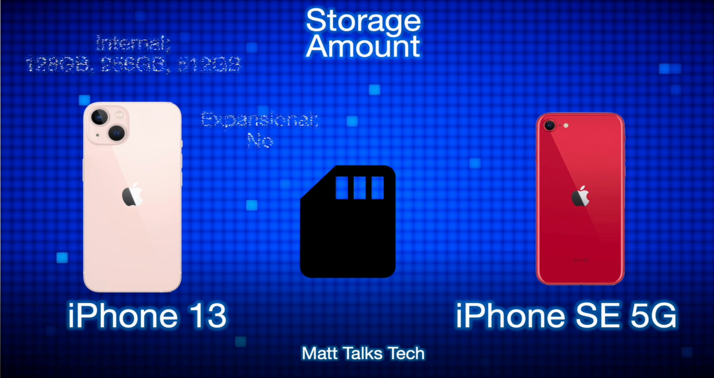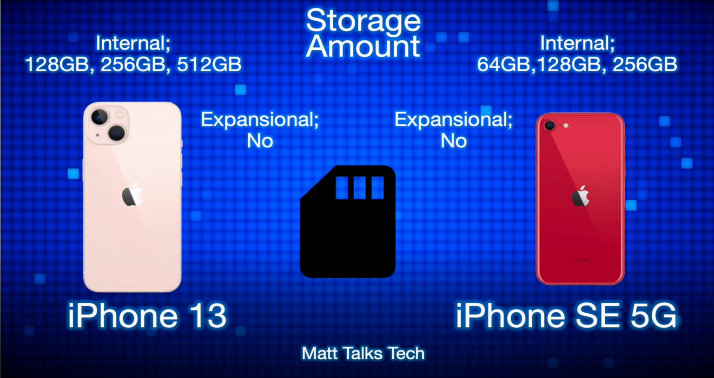For storage though, things do change a bit here. So starting with the iPhone 13, the base storage that you can pick for this model is 128GB, and that goes all the way up to 512GB. But with the iPhone SE, it retains that base 64GB option, what we had with the last iPhone SE, but this time it goes all the way up to 256GB, and we can also still pick 128GB. As both of these models are iPhones made by Apple, there is no expandable storage, and I don't believe there ever will be in any iPhones in the future to come.